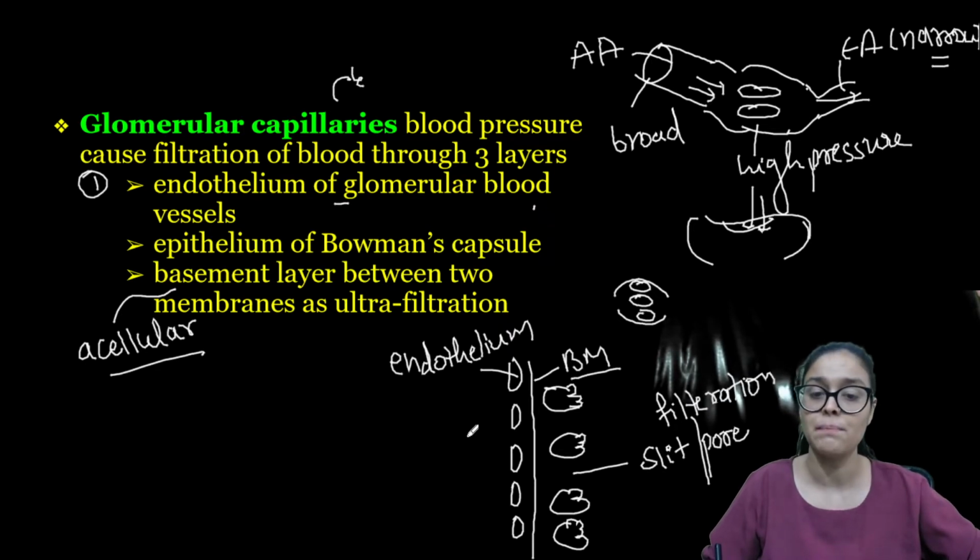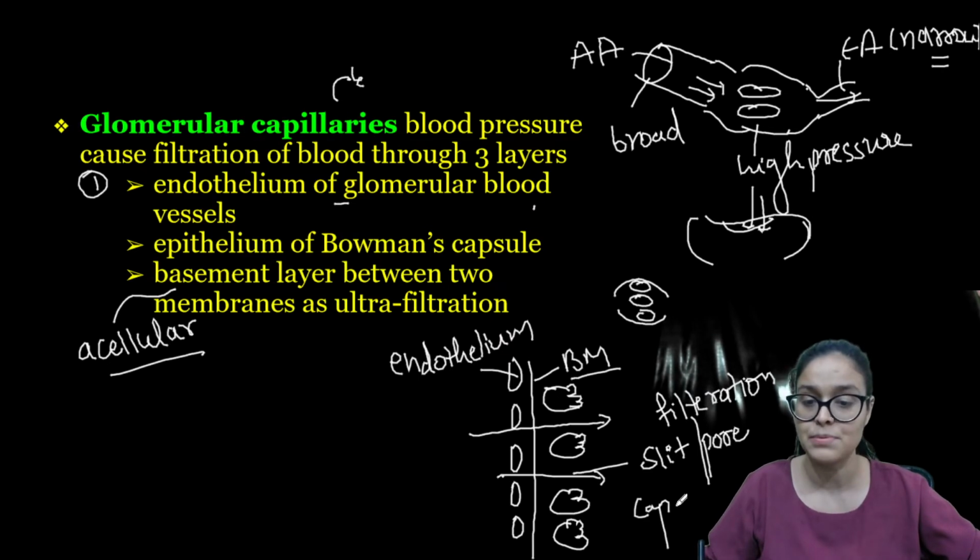So things from the blood will be filtered out and come here into the Bowman's capsule. This is the Bowman's capsule space. This is the capsular space. So things are basically collected here.